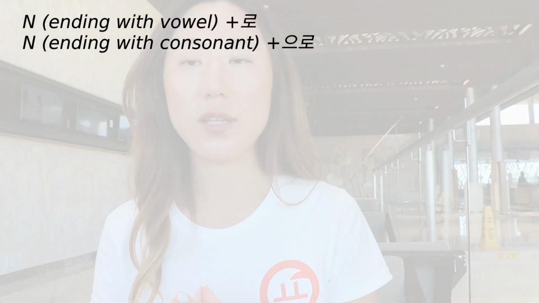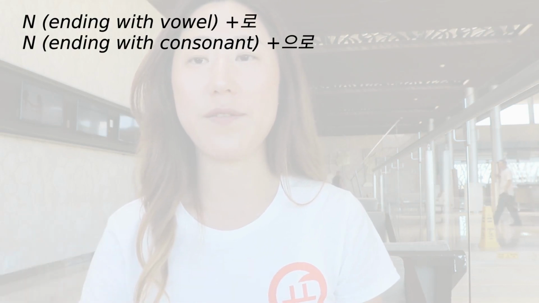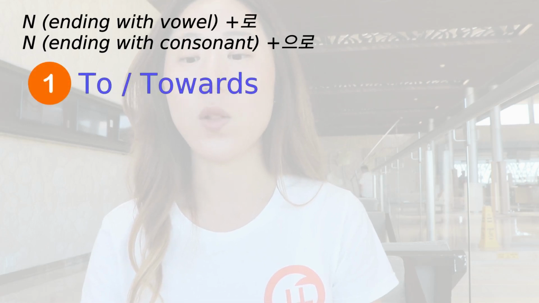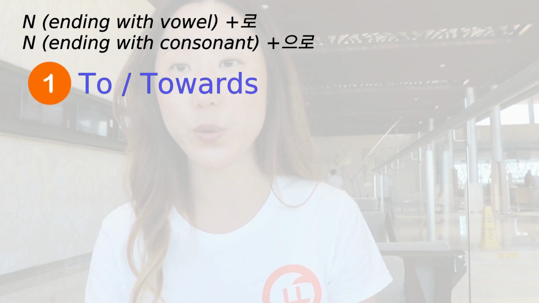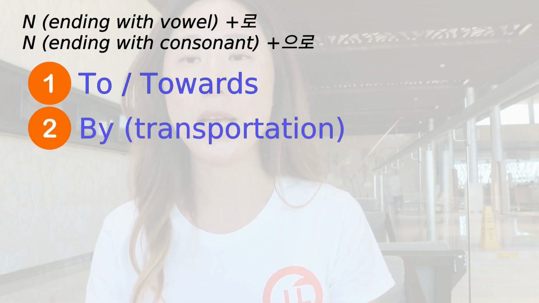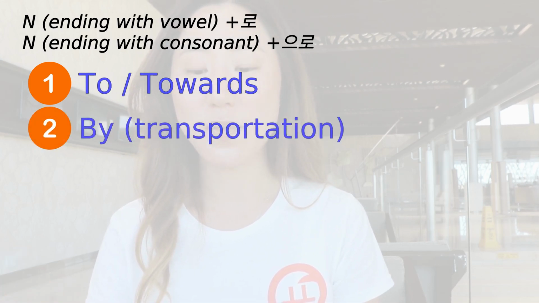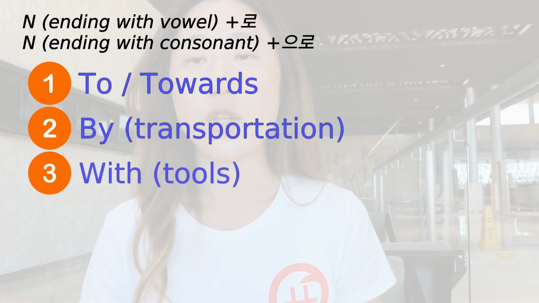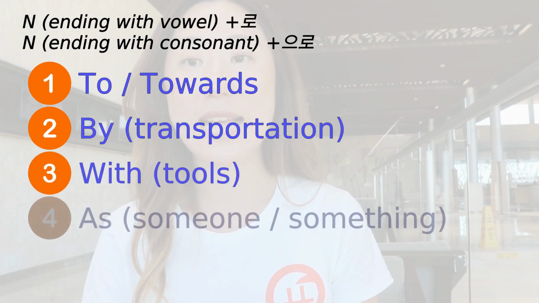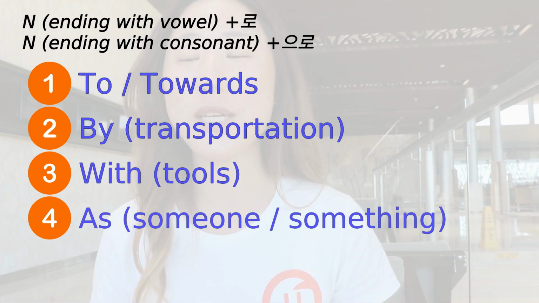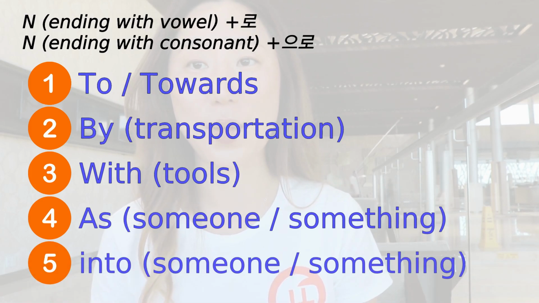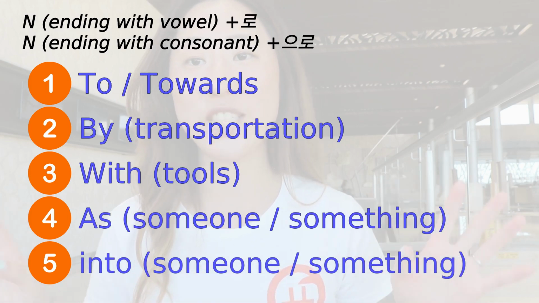So let's just recap what we studied today. There are 5 meanings of 로. This particle is used after a noun. If it ends with a consonant, 으로. If it ends with a vowel, it's 로. The first meaning of 로 is location particle, as in to or towards. The second one is by, when you use it with transportation. The third one is with, using tools. The fourth one is as something or someone. The last one is into something or someone, usually when the verbs are change or turn.